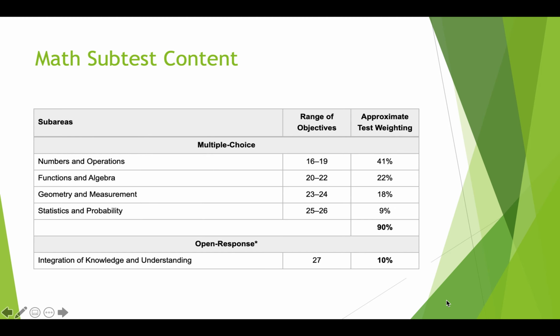The math subtest content. So the sub areas on the math subtest are numbers and operations, functions and algebra, geometry and measurement, and statistics and probability. So those are generally the main category, and then each part is split up into different test objectives. This also shows you that the multiple choice is weighted for 90% of your score, and then your open response is 10% of your score.